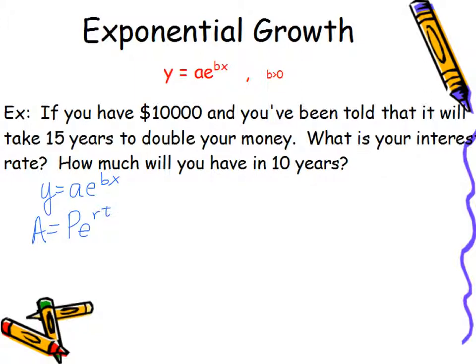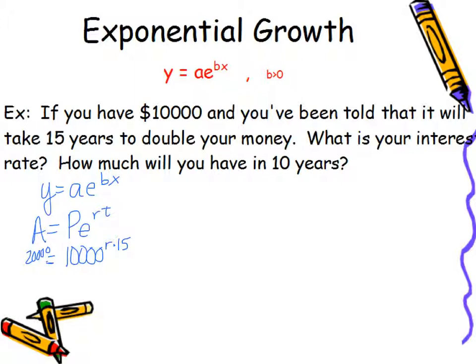Since it's money, I'll use the PERT formula, and it says you have $10,000. That's your initial investment. That's the P, or the a. You've been told that it'll take 15 years to double your money, so that's your time. The question is, what is your interest rate? So I don't know r, but I know that my time is 15 years. And then we just have to use our brain a little bit. If we started off with $10,000 and in 15 years we're going to double our money, then this is going to be $20,000.